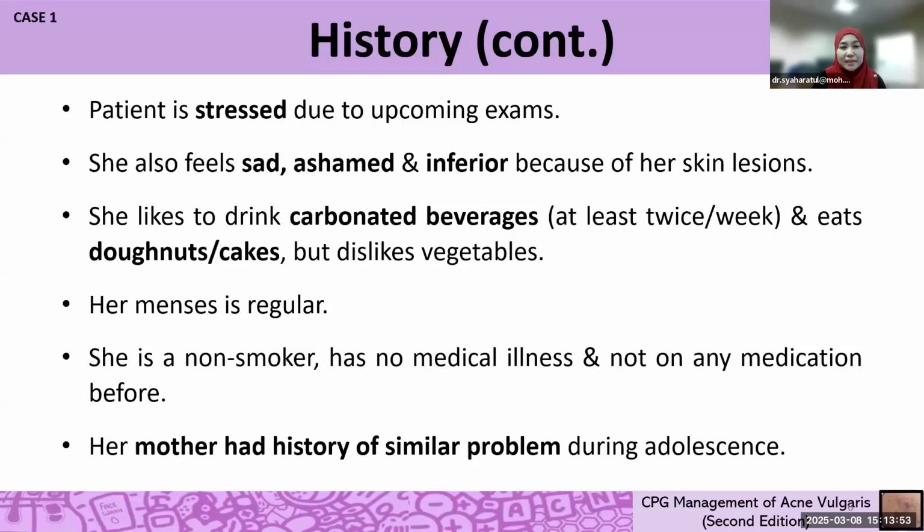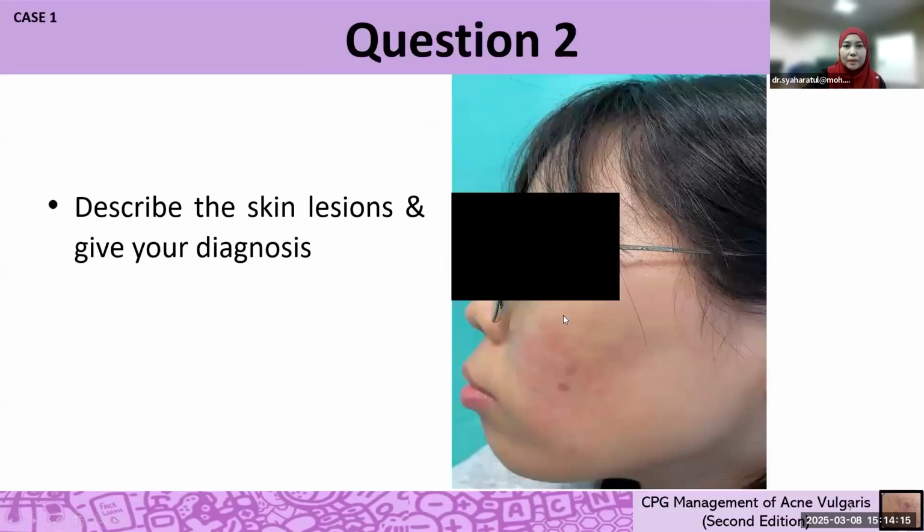Her menses is regular. She is a non-smoker and there's no medical illness, and the patient is not on any medication. Her mother had a history of a similar problem during adolescence. That will probably make us a bit more aggressive, because we don't want the patient to have scarring.